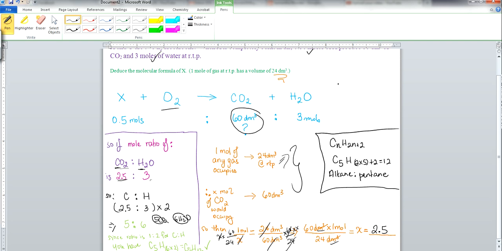And to draw it out, you have 1, 2, 3, 4, 5. And there you would have it, all in a nutshell. And you will have your H's going around like that. And that is pentane.